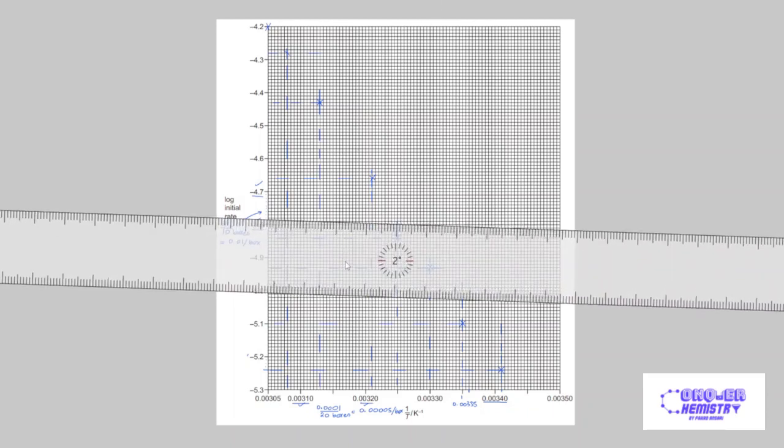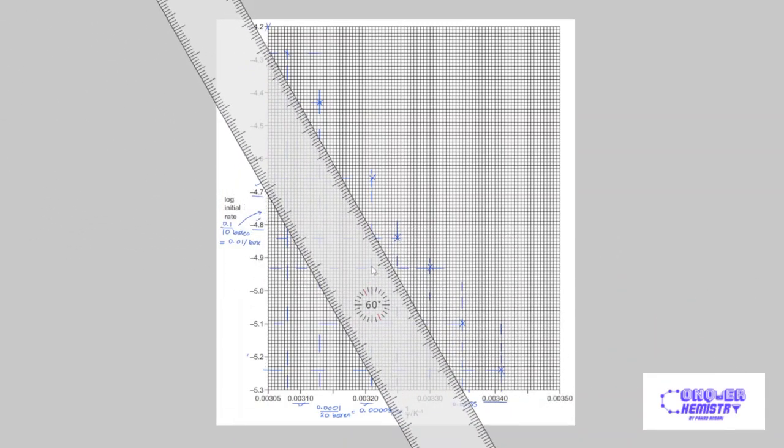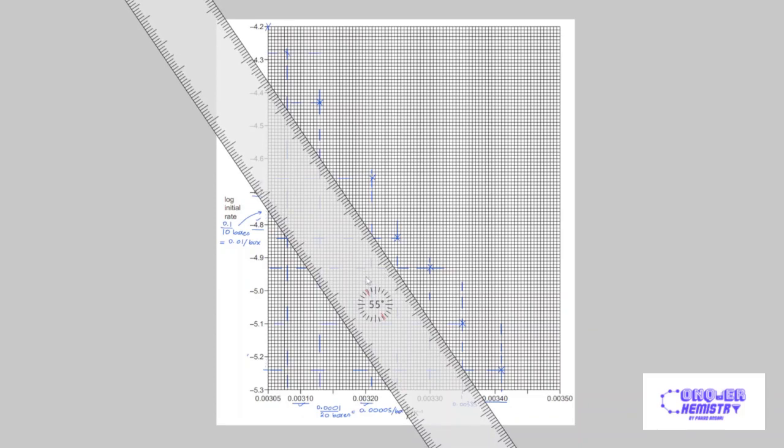So now let's adjust the ruler according to the points, and we're going to draw a straight line through these, or most of these anyway. All right. Bring this as close to as many points as you can. And when you feel comfortable enough, draw.